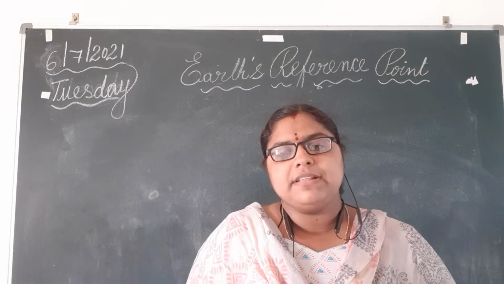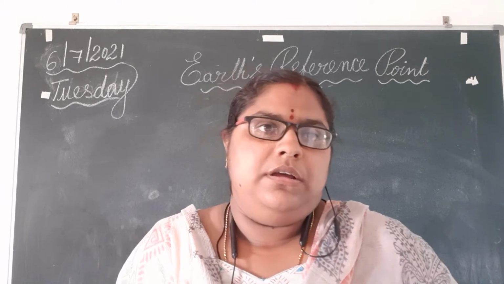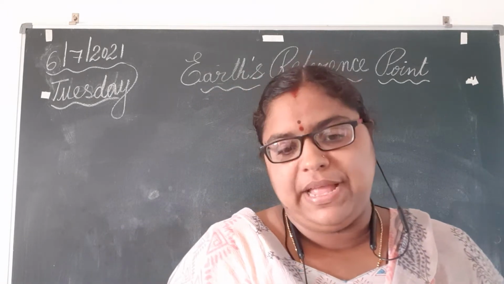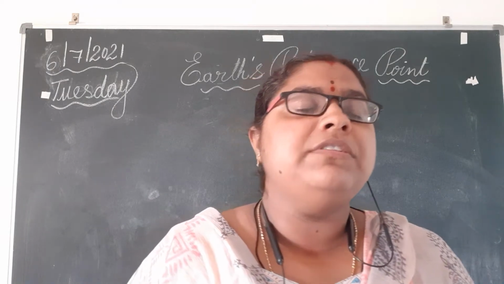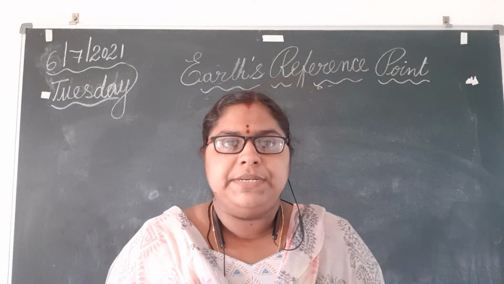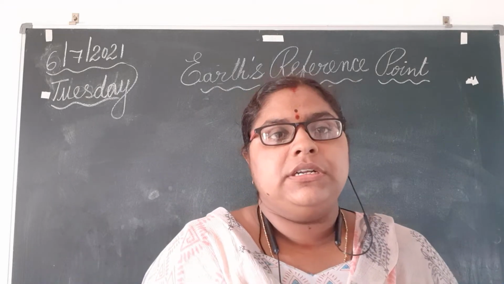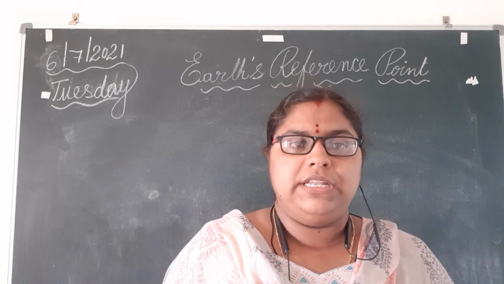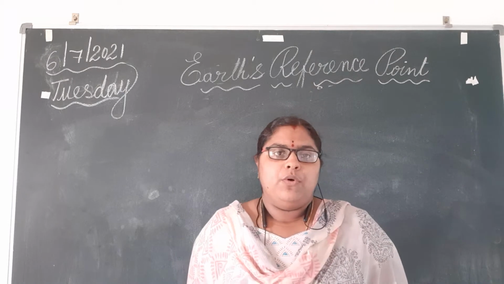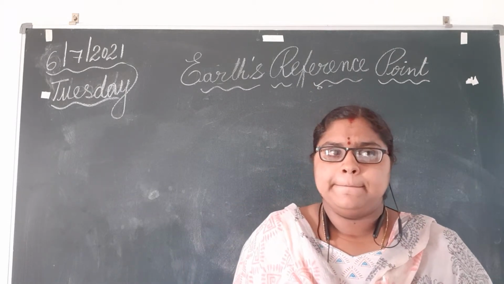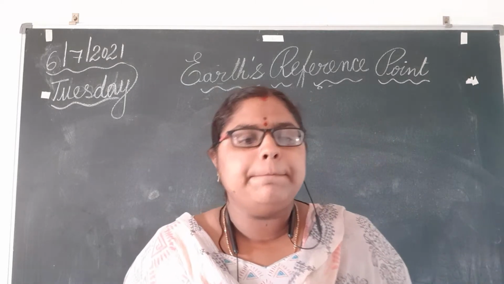Very good. In the previous class, we learned about longitudes. What are longitudes? Longitudes are vertical imaginary lines. Where do the longitudes meet? The longitudes meet at the poles. How are longitudes measured? Longitudes are measured from 0 degrees up to 180 degrees. Now, the 0 degree longitude is called the prime meridian.